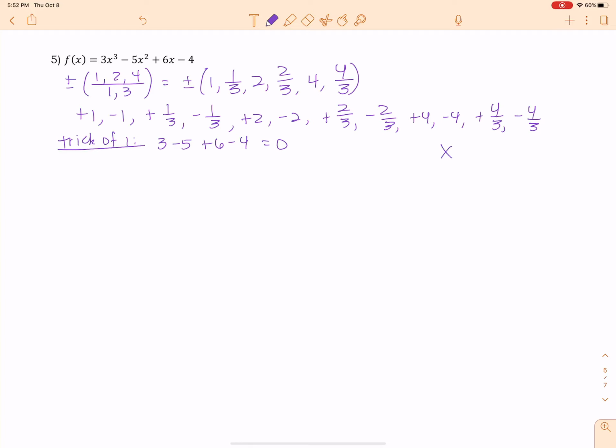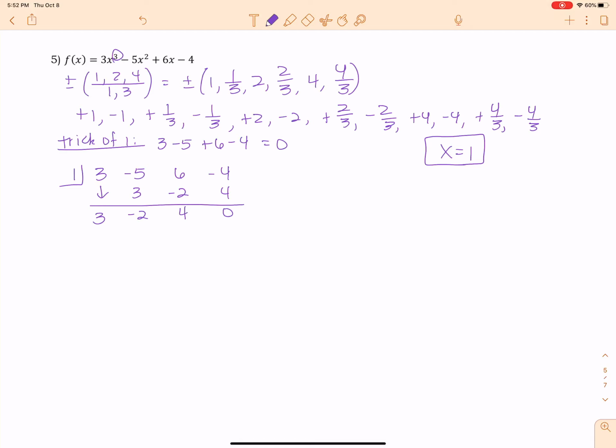So one of my solutions is x equals 1. Score. And this is a degree of 3. I've only got 2 more to go. So I'm going to use the one I know in my synthetic division here. Awesome. So now I've got 3x squared minus 2x plus 4.